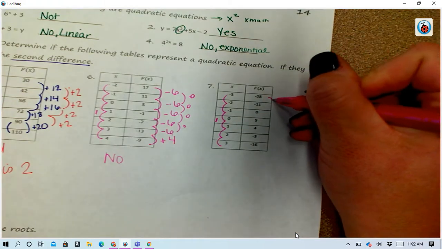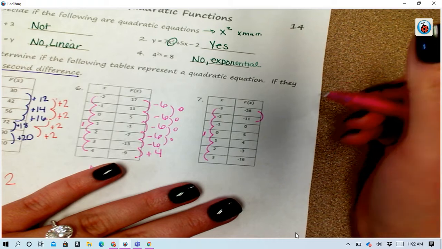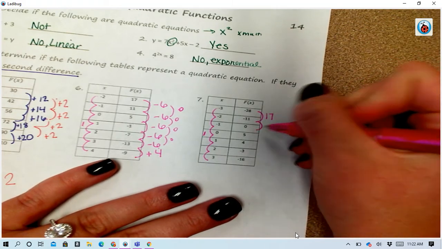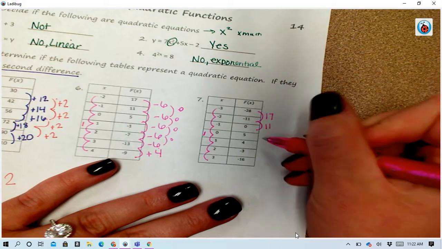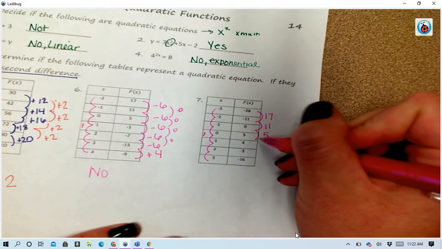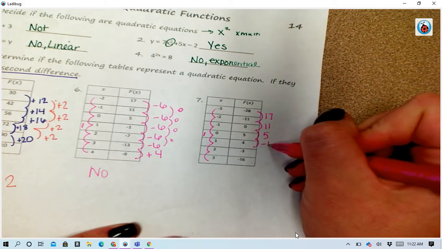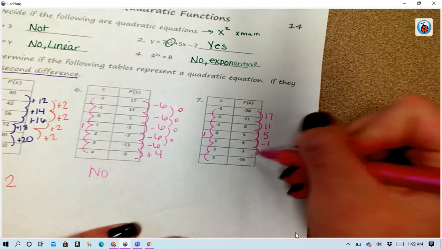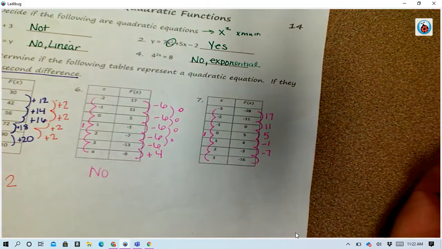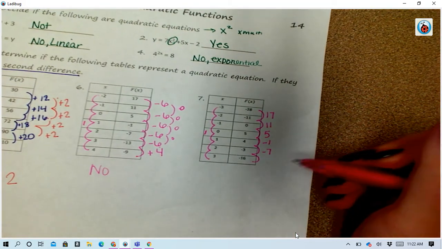From negative 28 to negative 11, that goes up by 17. From negative 11 to 0, it goes up by 11. From 0 to 5, it's 5. From 5 to 4, it goes down by 1. From 4 to negative 3, it goes down by 7. From negative 3 to negative 16, it goes down by 13.